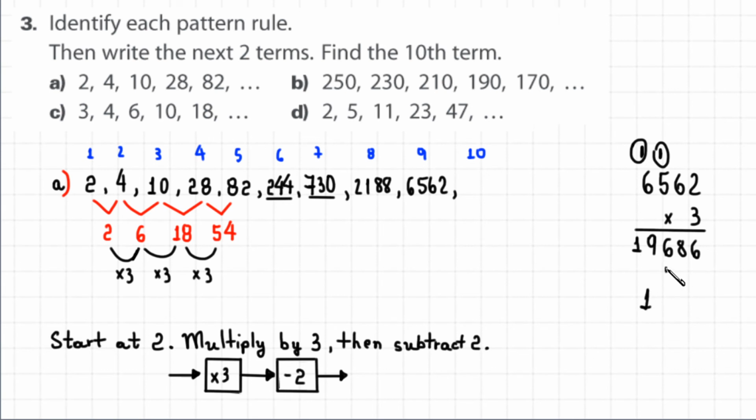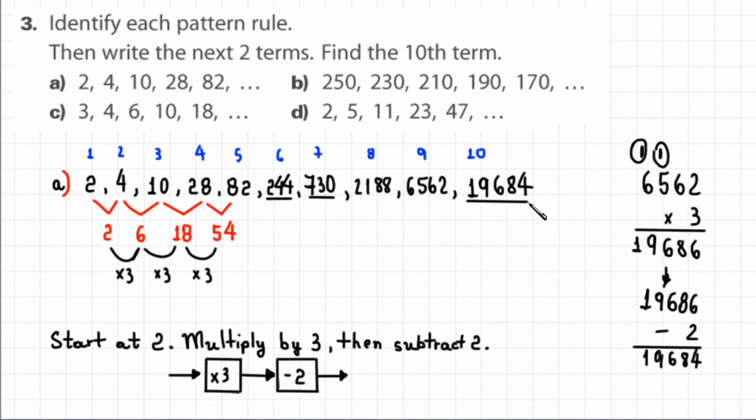19,686. The next step is to take that 19,686 and then subtract 2. Let's see what we will find. We will find 19,684. That is correct. The 10th term is 19,684. Okay, so our answers have been found.